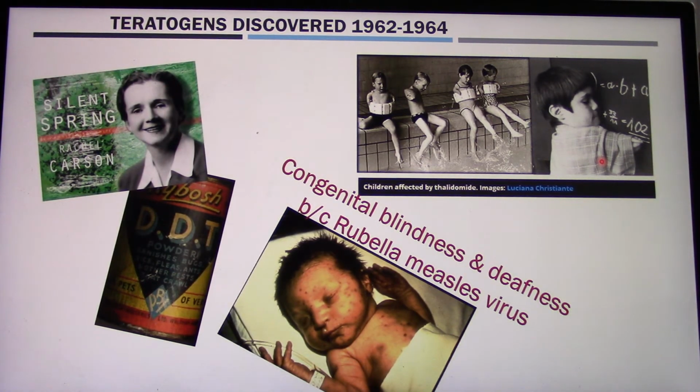Another teratogen besides DDT and thalidomide are infectious agents such as rubella measles. So this child here was born with congenital blindness and deafness because his mom had rubella measles. This is a reason that we have vaccines against rubella measles or German measles and other measles and so forth. Because before vaccines, we had so many people that would suffer these types of infections.